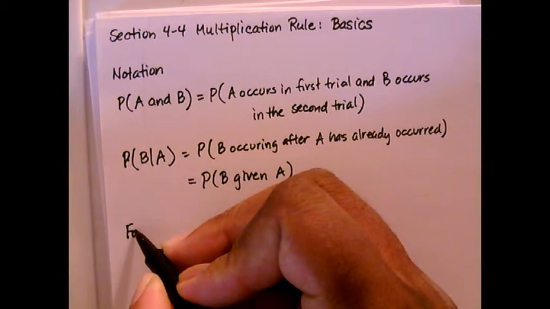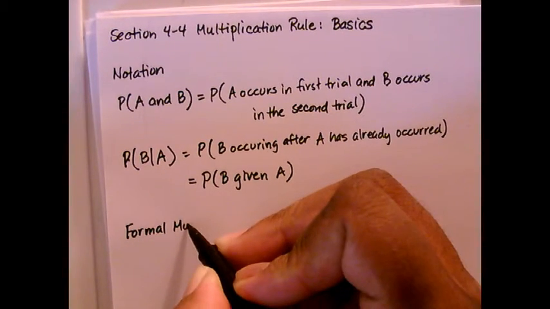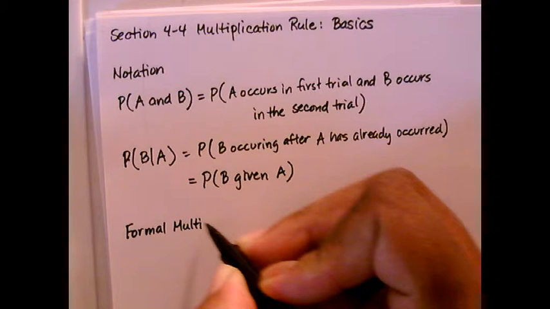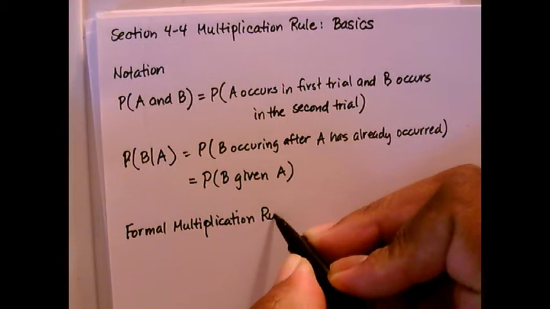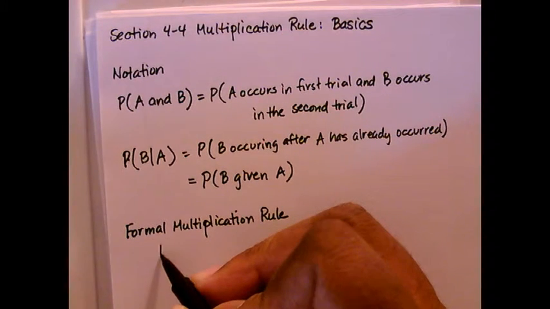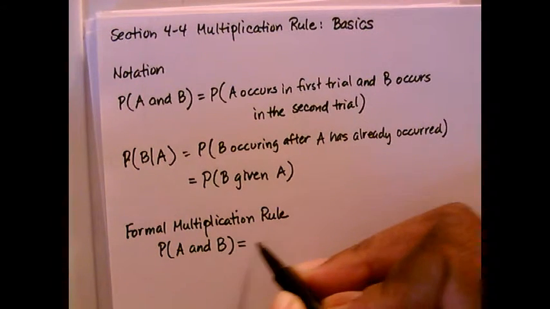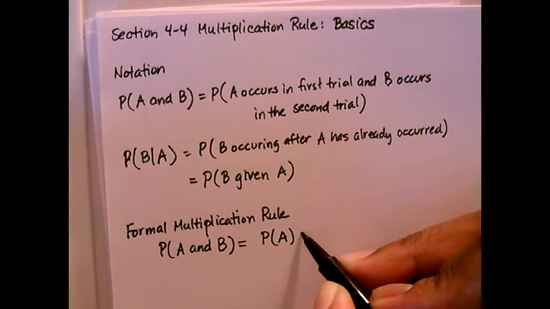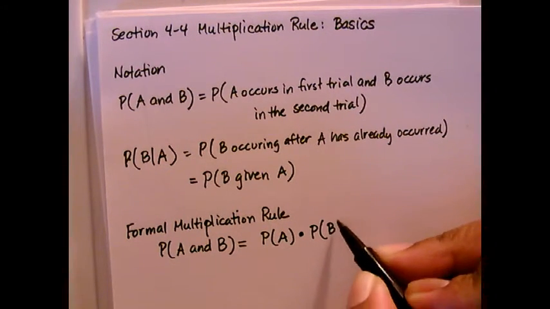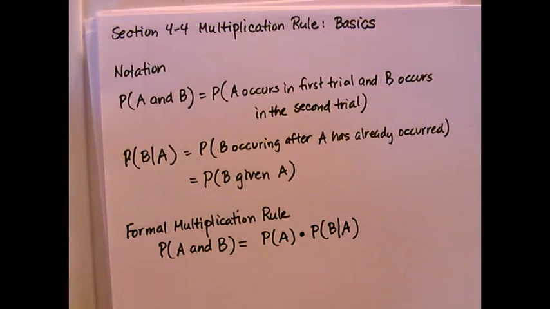Now, our formal multiplication rule is going to be this. So here we're going to have the probability of A and B. That's going to be equal to the probability of event A multiplied by the probability of event B given that A has already occurred. Okay, so that's the formal multiplication rule. So we're going to be multiplying the probability for event A by the probability that B has occurred given that A has already happened.